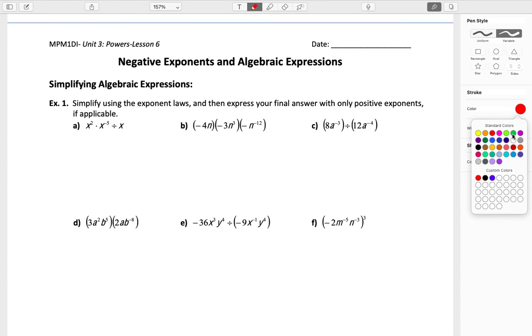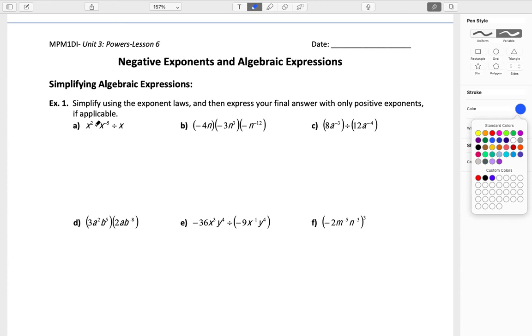Now we are going to go through negative exponents and algebraic expressions. Simplify using algebraic expressions. Everything is pretty much combined, so it will be a good review. Let's take a look at number 1a.